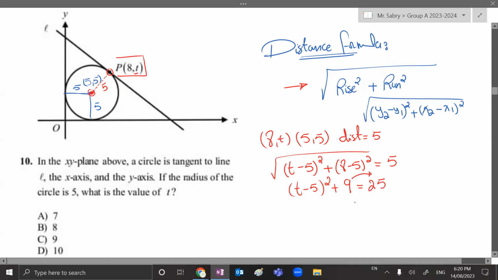I'll move the 9 to the other side. This will give me t minus 5 power 2 equals 16. I'll get the square root of 16 to remove the power of 2, which will be 4. I'll move the 5 to the other side and it will give me 9 as the answer. That's the value of t, 9. Does this make sense?